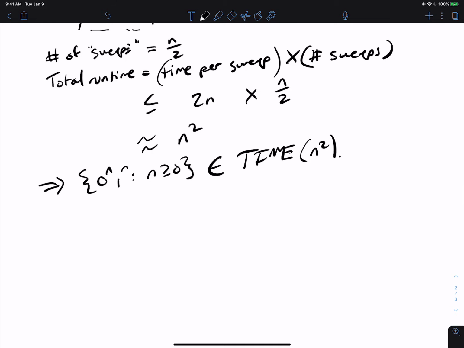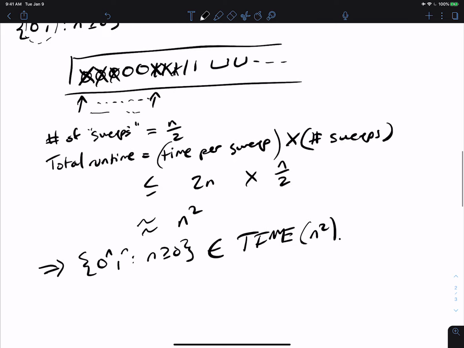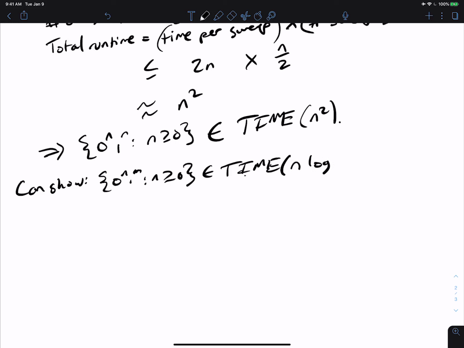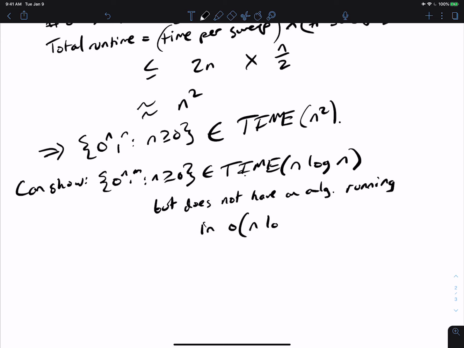Cool. One thing that you can actually show is that, so I won't actually assign this, because it's a bit harder, is to show that the language 0^n 1^n is in time n log n, but does not have an algorithm running in little o of n log n time.